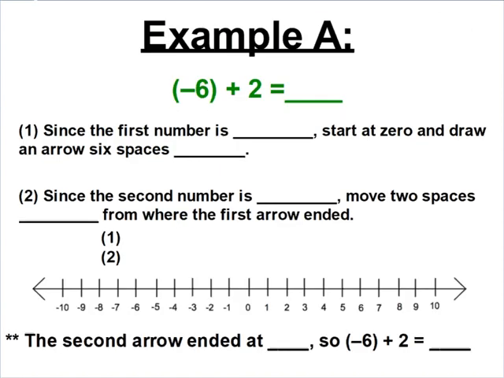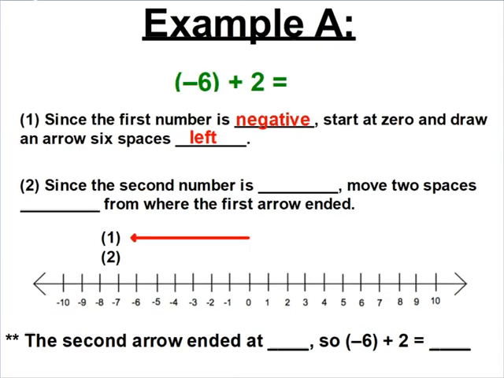So, example A, negative 6 plus 2. Since the first number is negative, we're going to start at 0 on the number line, and we're going to draw an arrow 6 spaces to the left. You can see on the number line here, we started at 0, and we moved 6 spaces to the left on the number line.